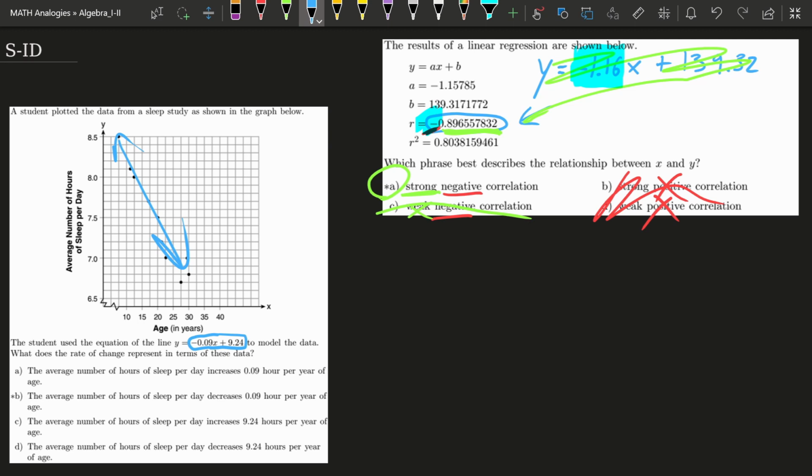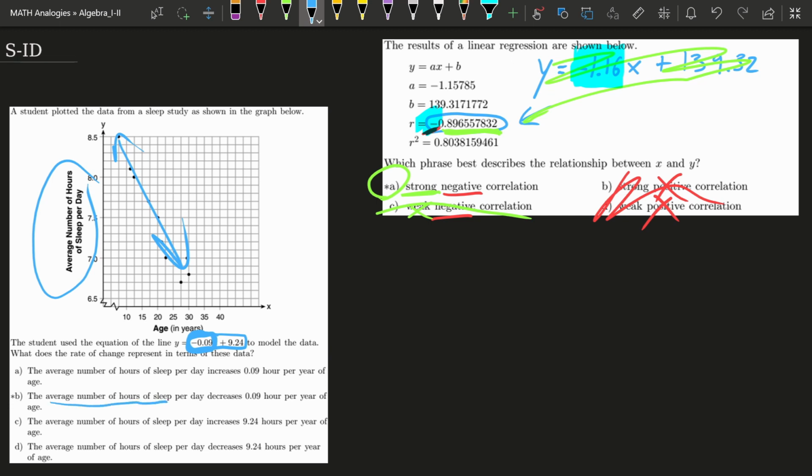What does the rate of change represent in terms of these data? Well, the average rate of change is the slope. So the average rate of change would be going down by 0.09. So let's see. Number of hours of sleep per day is going down by 0.09.